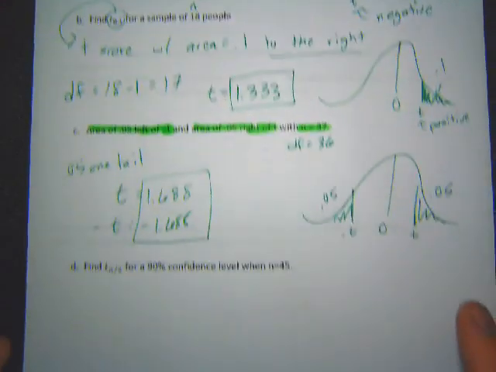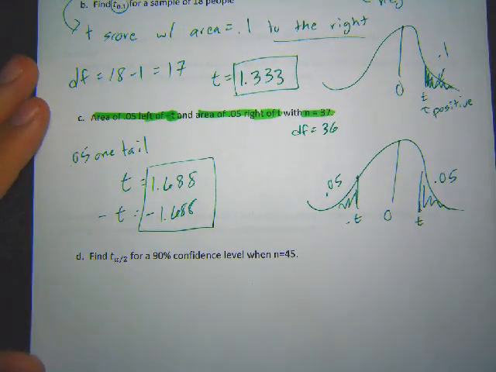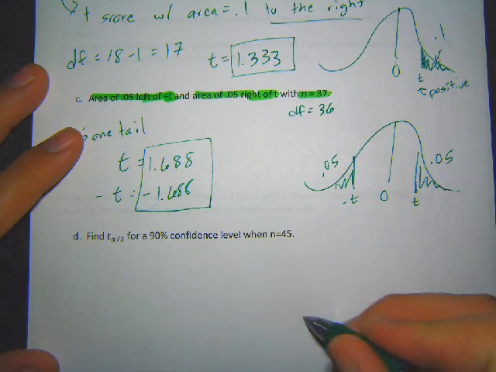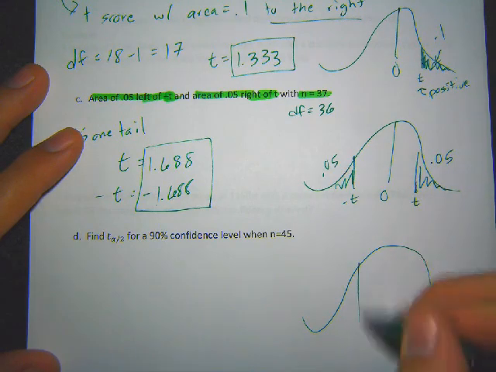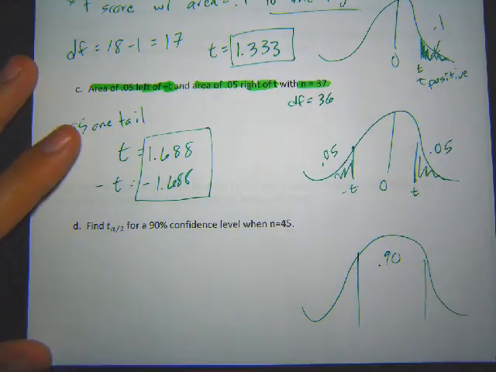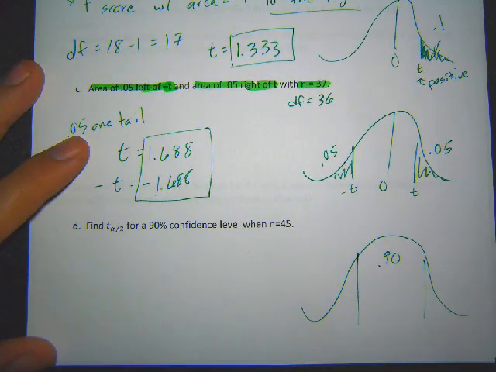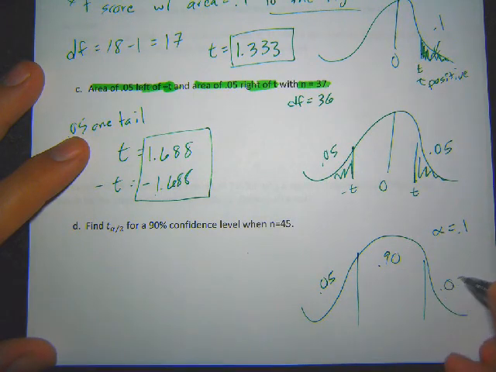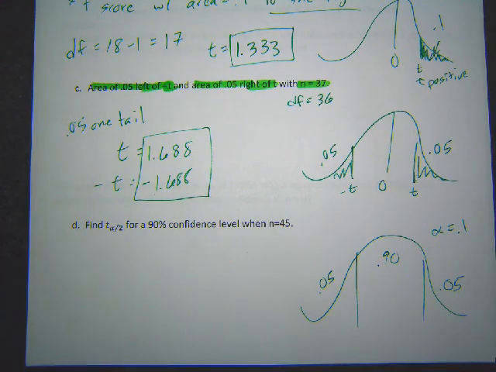Let's do one more. Now I want t of alpha over 2 for a 90% confidence level. Remember the 90% confidence level, that's going to look like this, where the middle piece is going to be 90%. So 0.90 is the middle piece. That means there's 10% left to split between the two halves, right? So you have 10% in the two tails. So alpha would be 0.1. But we put half in each tail, so we're going to cut that in half. We're going to have 0.05 in one tail and 0.05 in the other tail. So we split it between the two tails.